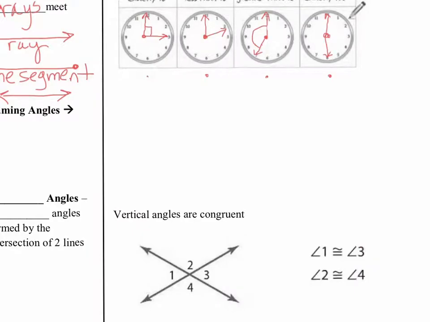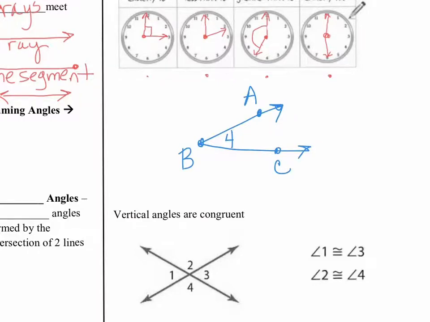There are several ways to name an angle. I'm going to draw an angle. And then I'm going to label it with the letters A, B, and C. And I'm going to put a 4 in the angle. This particular angle has 4 names.